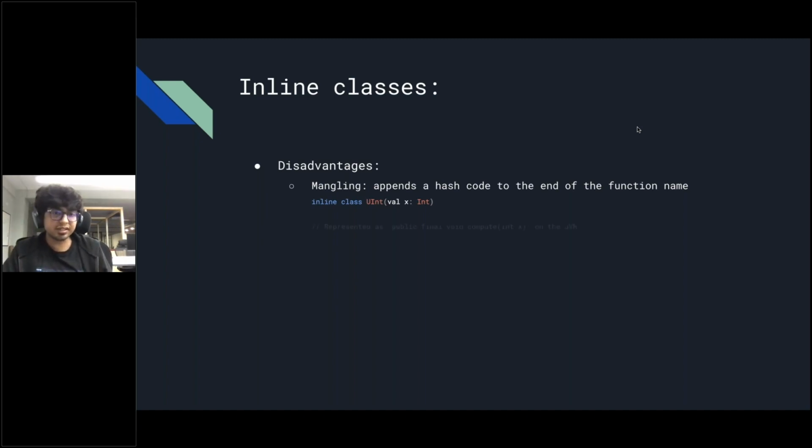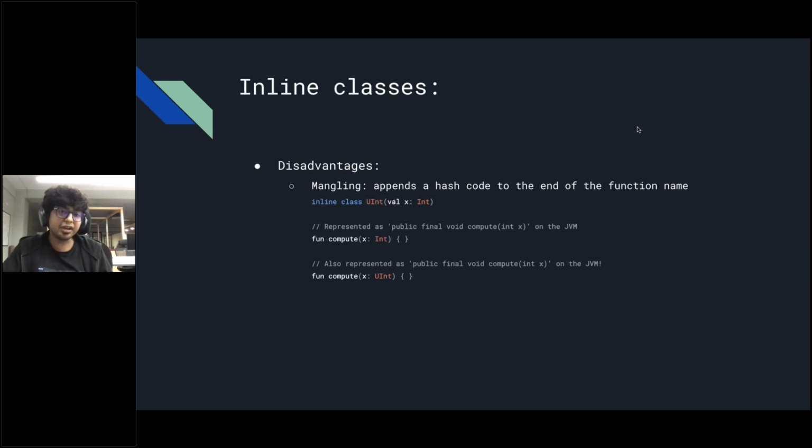It does that because, consider this example: you have an inline class unsigned integer. If you take two different implementations of it, a function compute x of type integer and a function compute x of type unsigned integer, when they are compiled into the Java world, both of their method signatures would be public final void compute int x. So in order for the JVM to identify which function is what and to not have this conflict, the Kotlin compiler appends a hash code at the end.